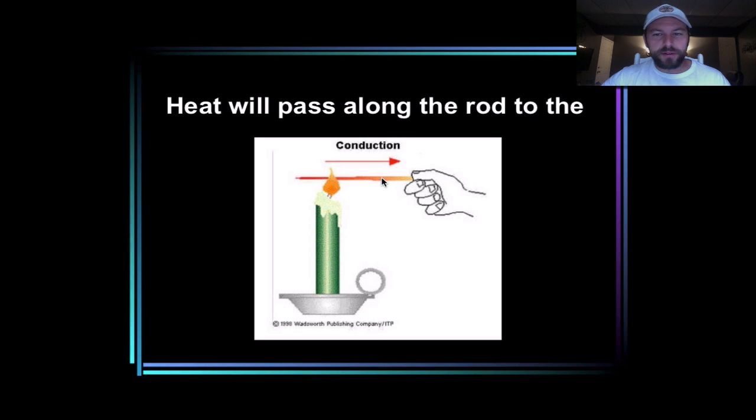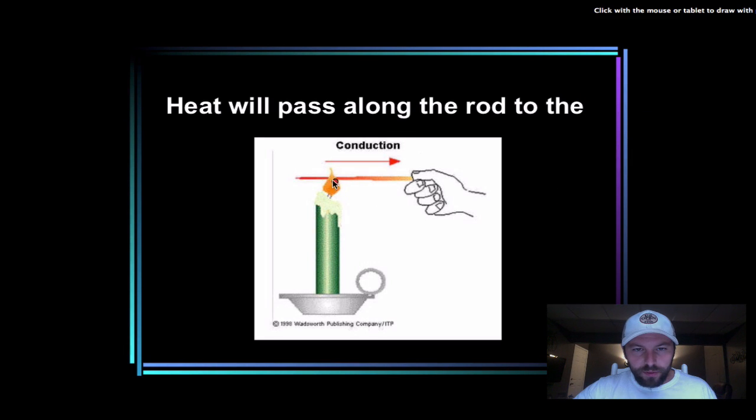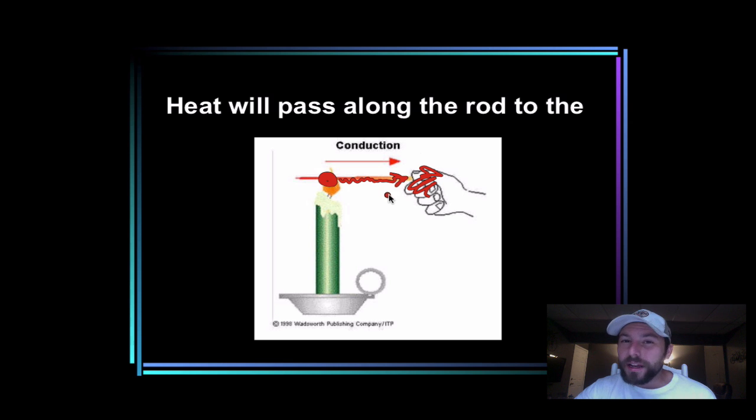Okay, heat will pass along this rod. We have a little metal rod being held in this candle flame. So the heat energy is being concentrated here, and it makes its way through and into this person's hand, where they'll eventually feel it. This is through conduction. Like I said, metals are very good conductors of heat. Things like air are poor conductors of heat. Ceramics, porcelains, things like that are also poor conductors of heat. Wood is also another poor conductor. So good conductor.